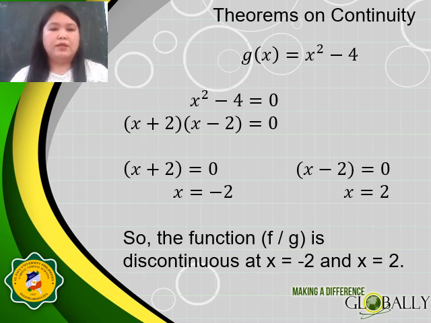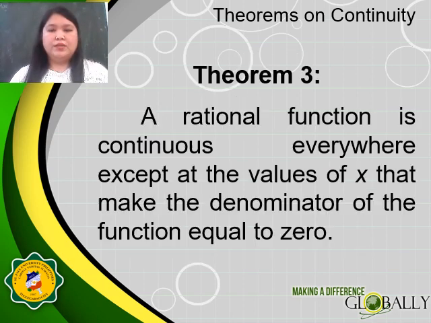Now let us proceed to theorem number 3, which states that a rational function is continuous everywhere except at the values of x that make the denominator of the function equal to 0. This is somewhat similar to the quotient of two continuous functions, only that in this theorem we are dealing with rational functions.